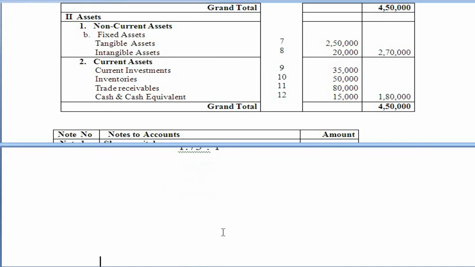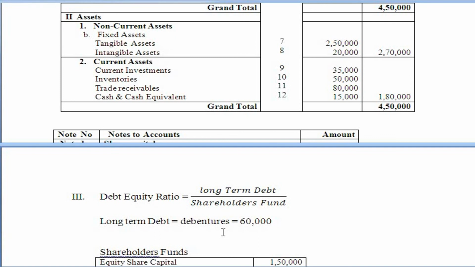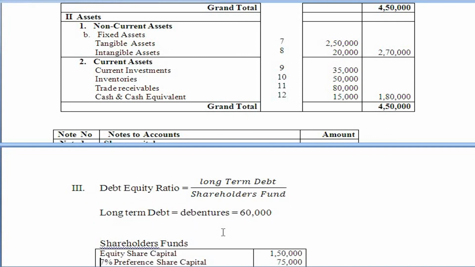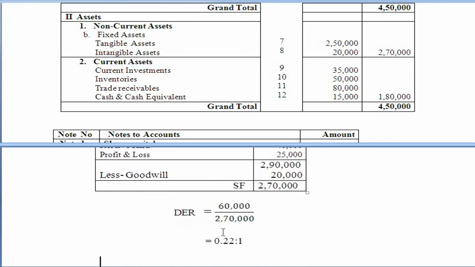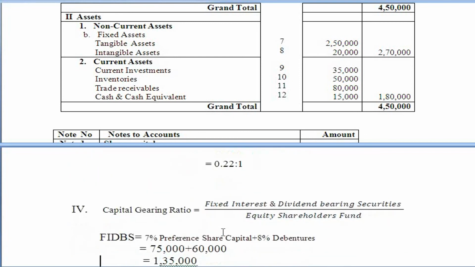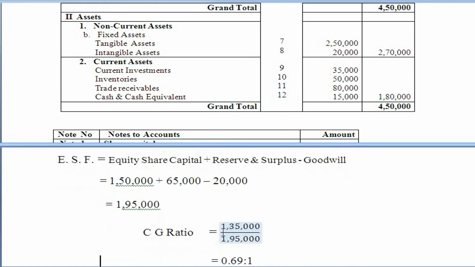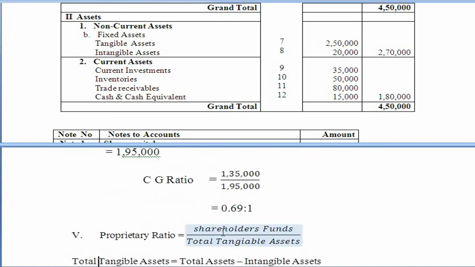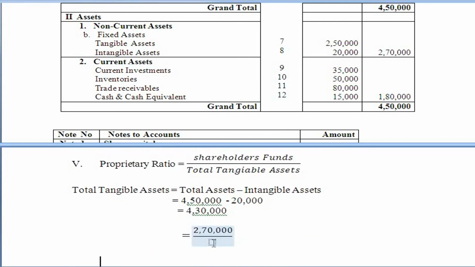After liquid ratio, third one is debt equity ratio. The ratio between long term debt to shareholders fund, and the answer is 0.22:1. And the next one is capital gearing ratio. Answer of capital gearing ratio is 0.69:1. And the last one is proprietary ratio.